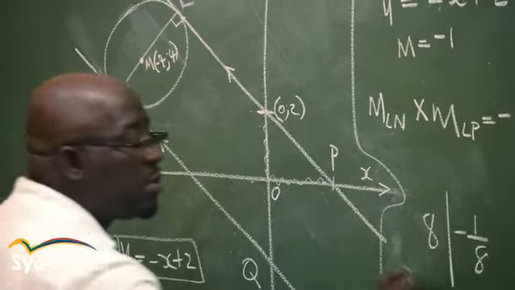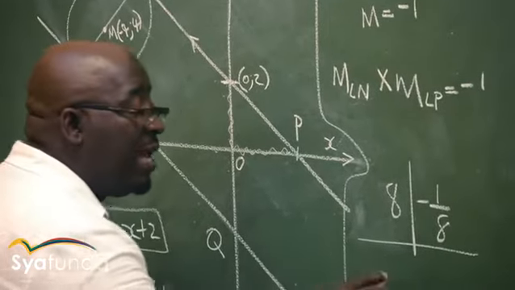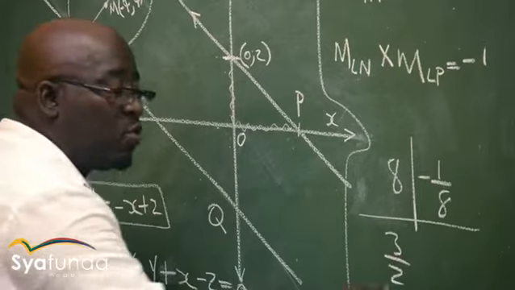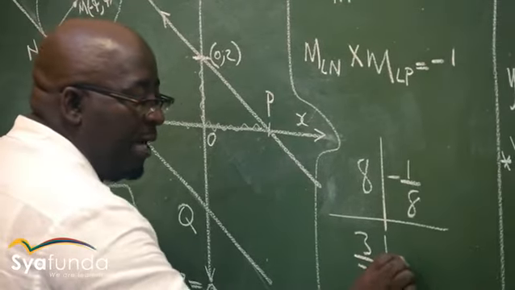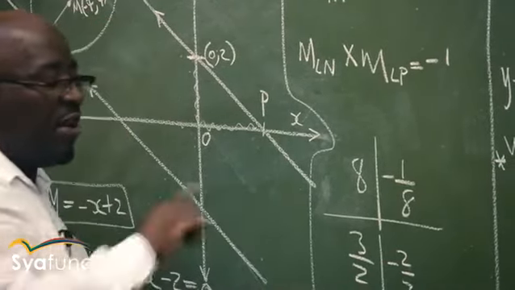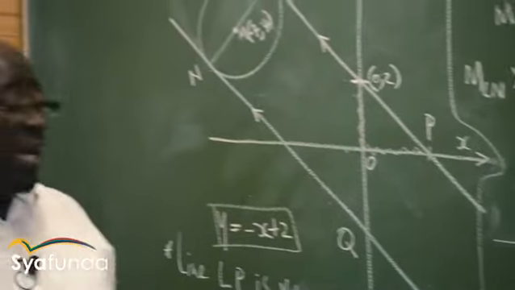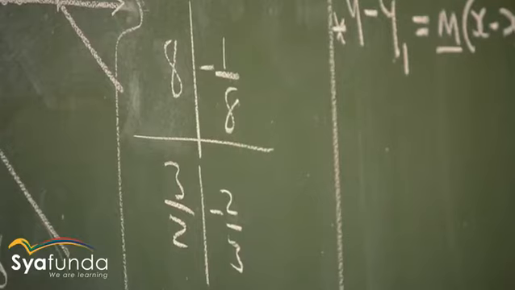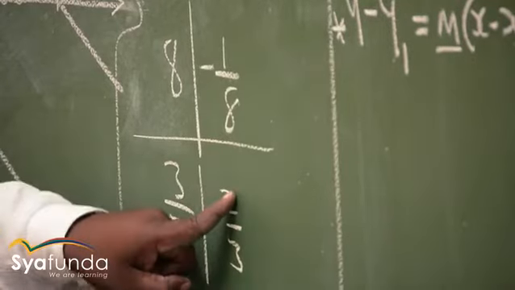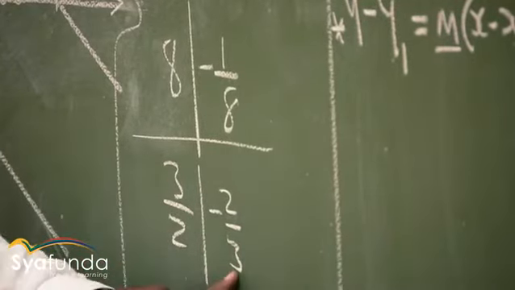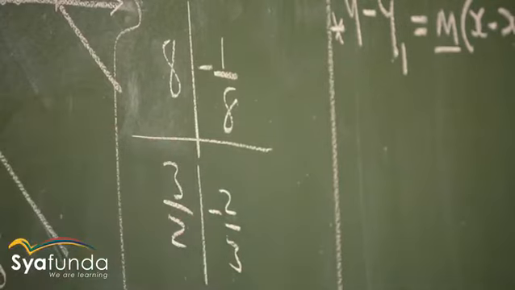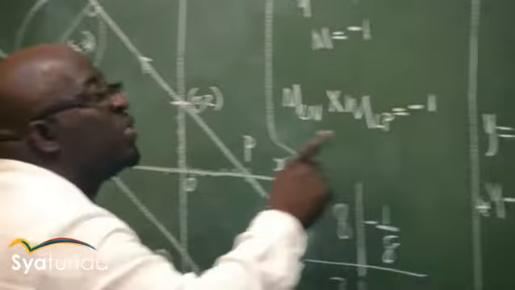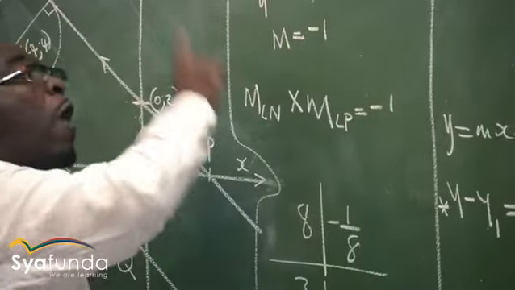Number 2, if I've got the gradient of a line as 3 over 2, what will be the gradient of the line perpendicular to this one? It will be equal to minus 2 over 3. You just find the reciprocal of it and put a negative sign, because this times this will be equal to minus 1. Look at it: 3 times 2 is 6, 2 times 3 is 6, 6 over 6, it is minus 1. So if one gradient is minus 1, what is the other one?